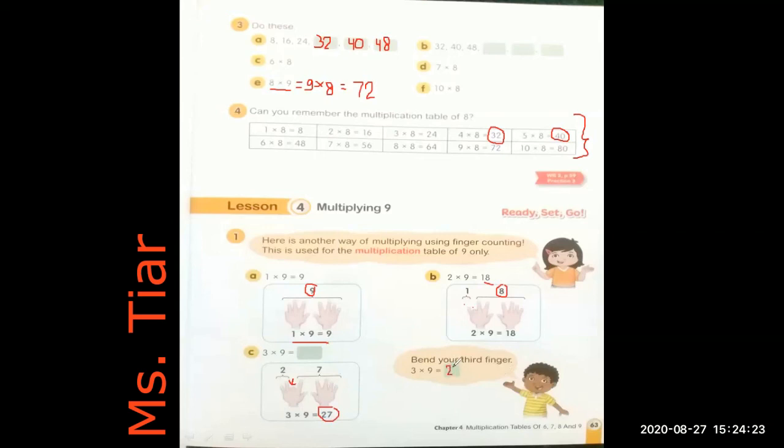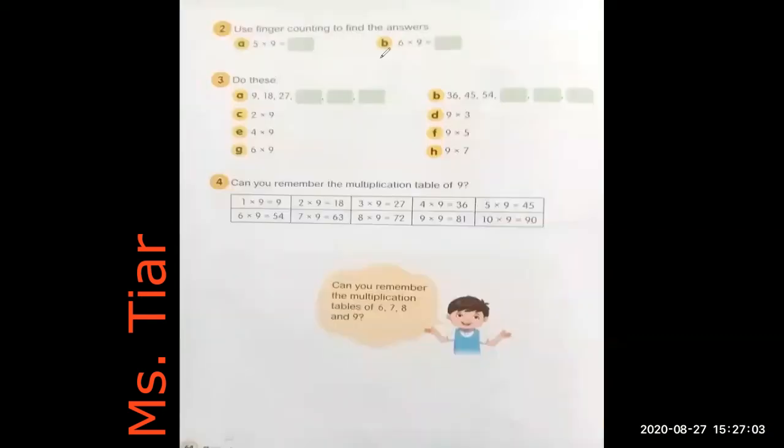That's the same like doing 4 9s. You bend the fourth finger, this part. So it's going to be 3, and then the rest is 6. So for 4 9s, we get 36. Okay, how about this one? Use finger counting to find the answer. So we have 5 times 9.